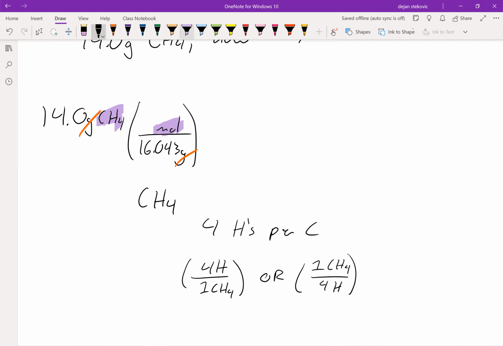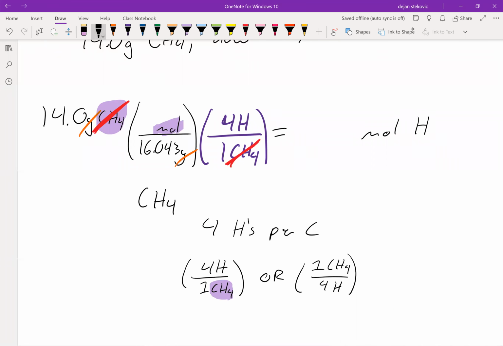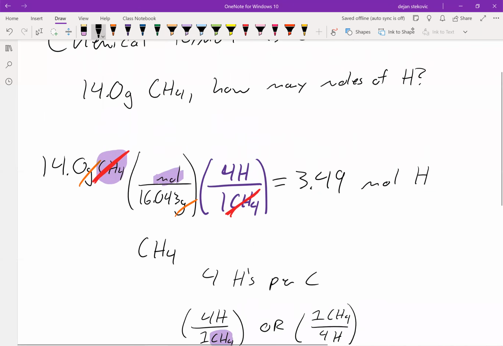It's a conversion factor, so we can write it either way. In this case, we note that the CH4 is on the top here, so we're going to want the CH4 down on the bottom. That way it cancels out. So 1 CH4 is equal to 4 hydrogens, and then this CH4 and this CH4 cancel out. And if you look at what units we have remaining, it's just moles of hydrogen, which answers our question. And then we just do the math and round to the correct number of sig figs, which is 3. And we get 3.49 moles of hydrogen.